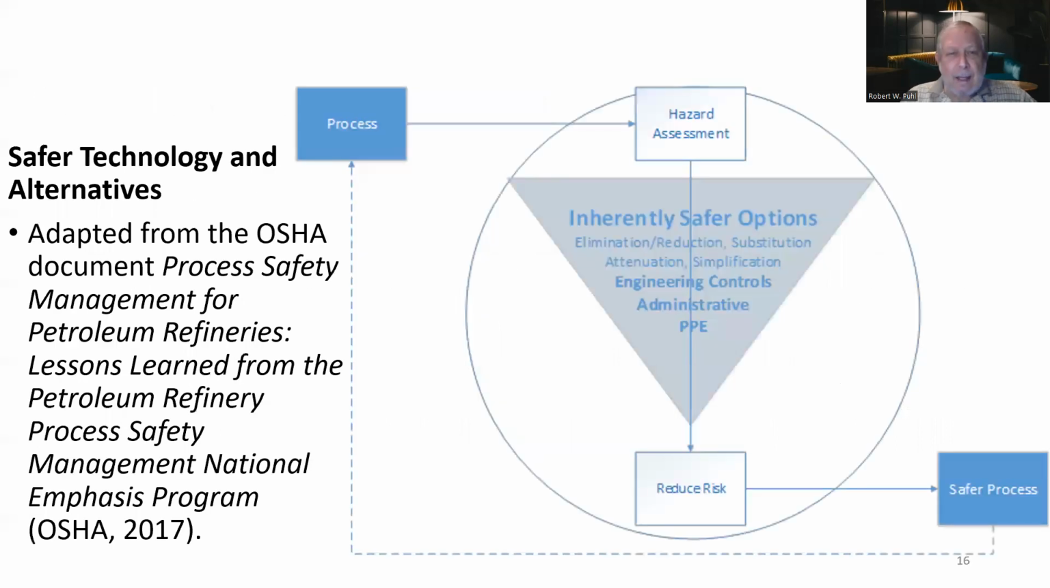Next slide. Now, this here, you can call it something different, but really what it is, you do hazard assessment and elimination, reduction, substitution, attenuation, simplification, engineering controls, administrative, PPE, where we heard most of those before. Basically this is applying the hierarchy of controls to reduce risk, and then you have a safer process. All right. So this is nothing new. It's just rewording and redoing it. So this doesn't make a lot of sense to me. It's just somebody saying, oh, we're going to take this idea and make it look different because we need to put that in our thesis or something like that.